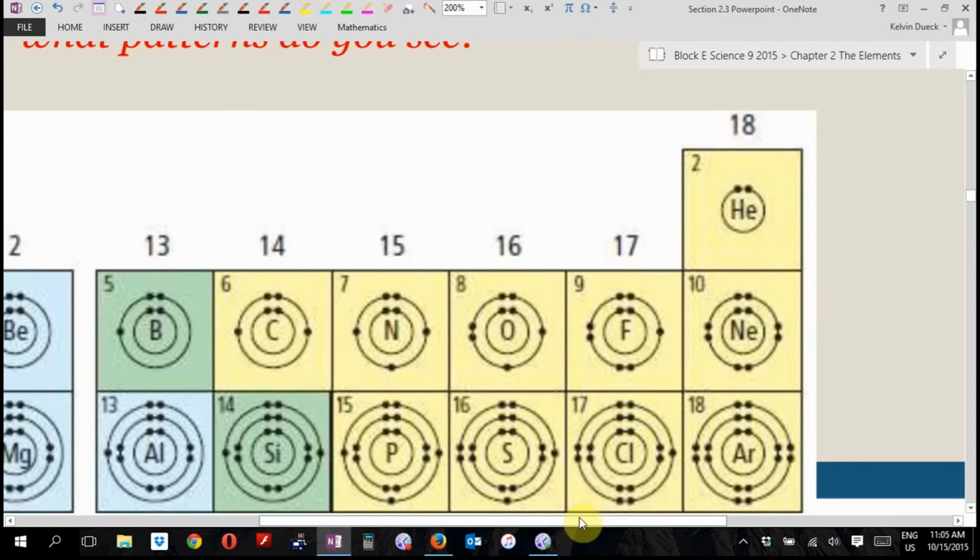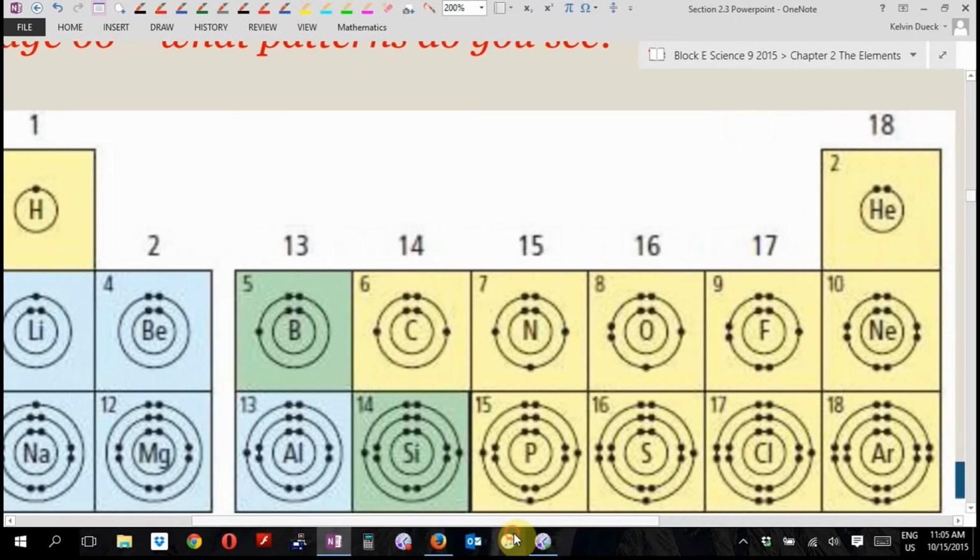So what's the pattern? Well, how many electrons does the first shell hold? Can you see it? 2. How many electrons does the second shell hold? Can you see it? 8. Can you see it on your periodic table as well? It's just read across. How many electrons does the third shell hold? Also 8. The fourth shell holds 18, and after that it goes a little weird.